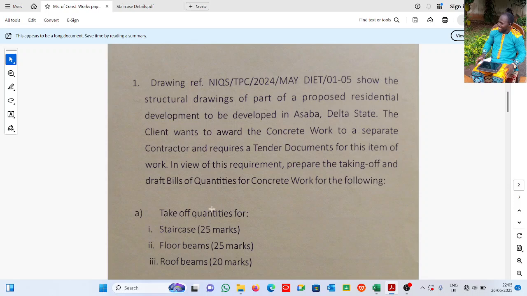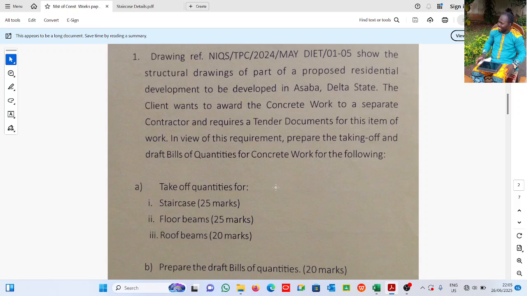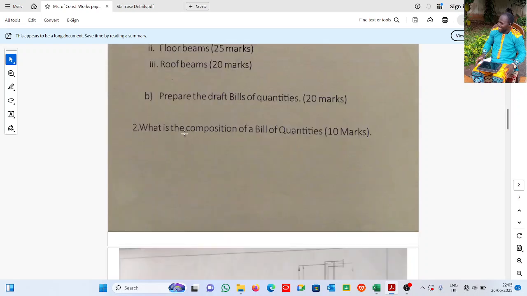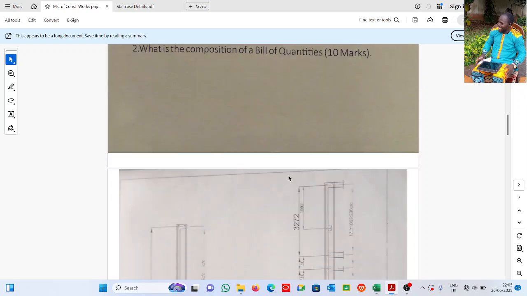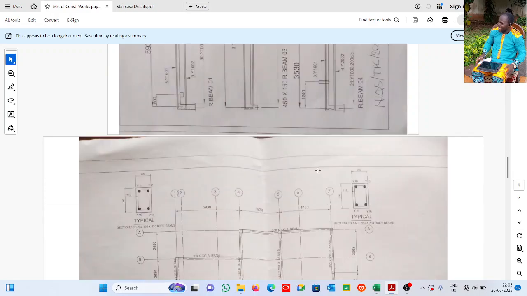Now, because it's an exam, you can measure concrete only, reinforcement separate. That's what they want them to do, just the concrete, because you are doing just a takeoff. Then you prepare a draft bill. This is the question: take off quantities for staircase, floor beam, roof beam. So we'll be looking at staircase here. Then they say prepare a draft bill. We're not preparing a draft bill. I've explained how to prepare a draft bill.